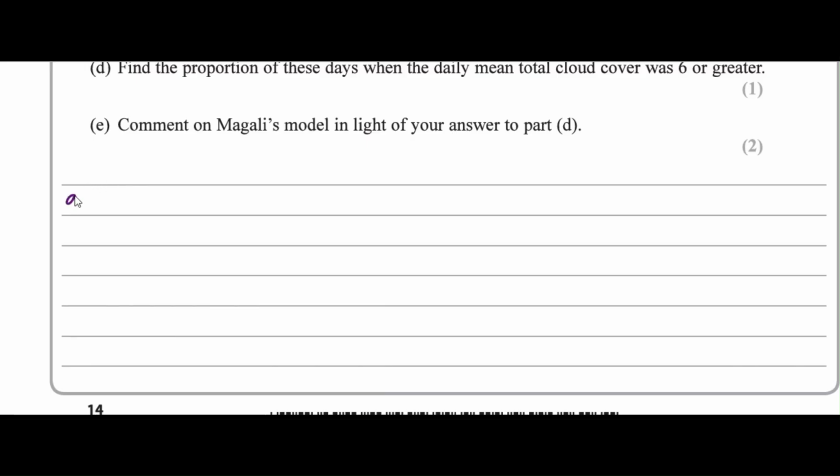So that is 52 plus 52 plus 28 over 184 days. That is equal to 132 over 184. That simplifies to 0.717.